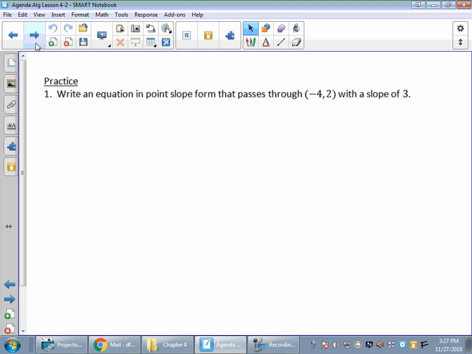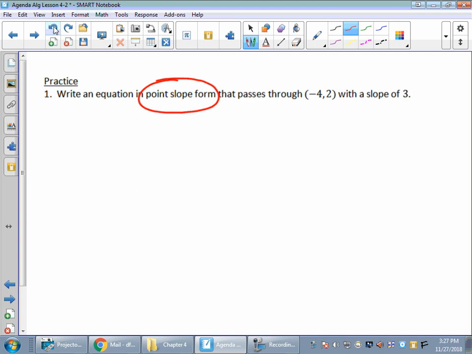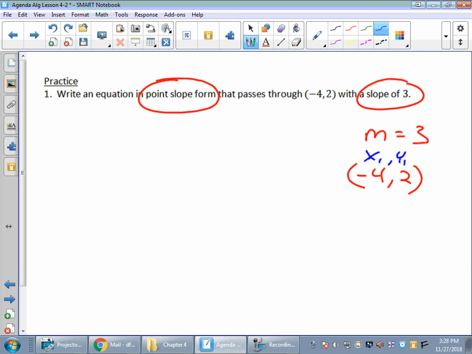Okay, the first one says we're going to write an equation in point-slope form. So again, that gives you the idea right there of what form the answer is going to be in. So our final answer will be in point-slope form, and it passes through (-4, 2) and has a slope of 3. Okay, so we already have a lot of information here. It says right here we got a slope of 3, so I know right off the bat my m value is 3. And then I've got a point they gave me here of (-4, 2). That was the information that was given to us. And this is basically x1, y1, given to us right there.